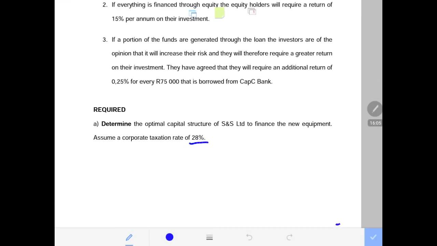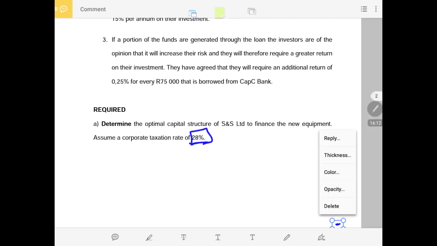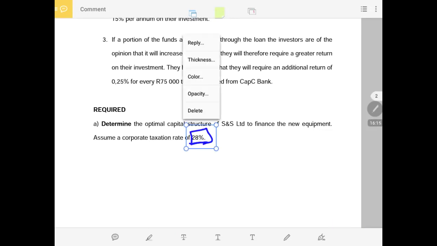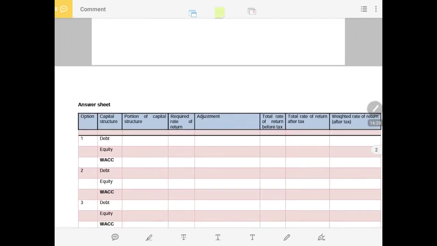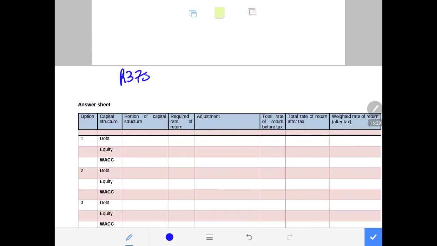Remember that the corporate tax rate is 28% and equity does not attract tax for the purpose of calculating the weighted average cost of capital. So I have provided the table for simplicity in response to this question. Now there is the first option. Remember, I did make mention to you that the amount that we want to borrow is 375,000 rands, meaning the amount that we need to raise. And this amount is in multiples of 75,000 rands. These are the multiples of this amount.